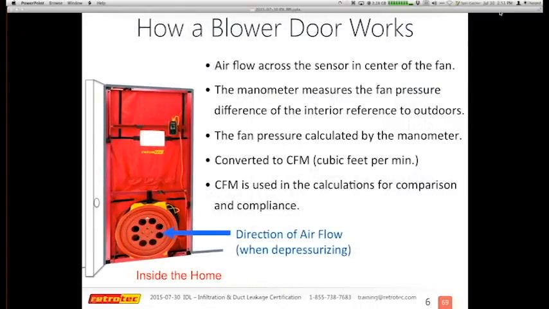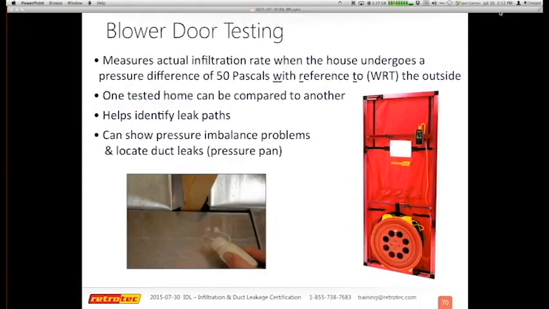Here's a general overview of how the blower door works. Basically, it's a calibrated fan that has known openings in the middle and is set to a pressure differential, and it's able to measure through the known openings to convert pressure to CFM. That's the simplest way to describe it.